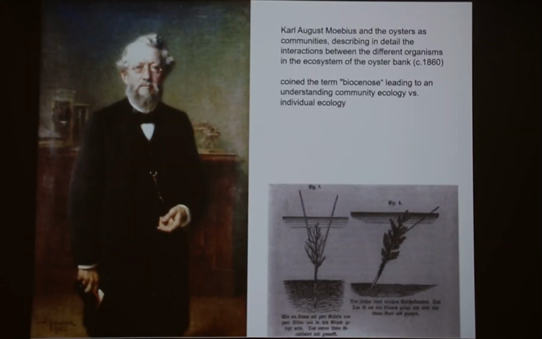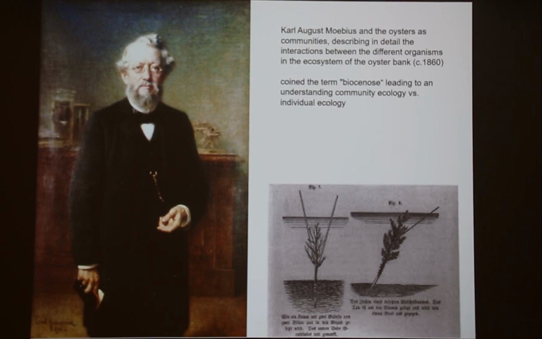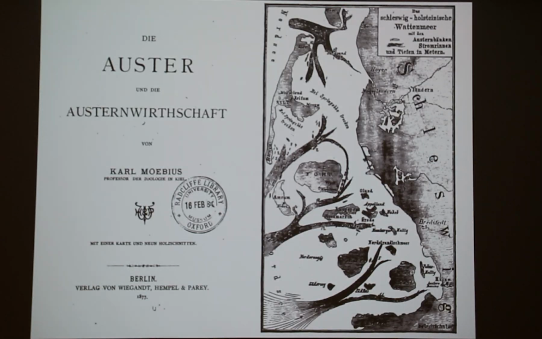At around the same time, this scientist, Möbius, looks at organisms, especially oysters, and their relation to their surroundings. And he defines the term biocoenosis, which leads to an understanding of community ecology, how it's not only about one species or one organism in relation to another, but several of them, and how they form, let's say, communities. So here is the book, The Oyster and Oyster Culture.